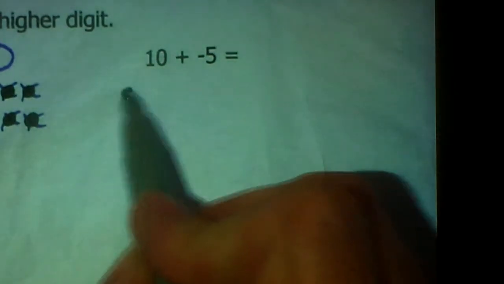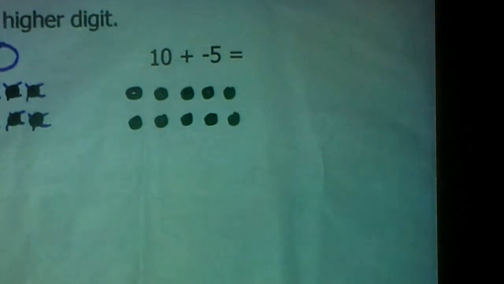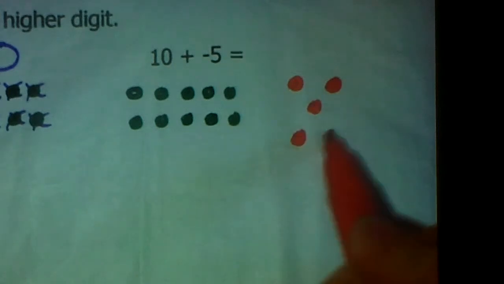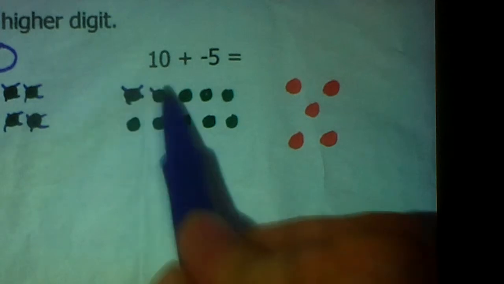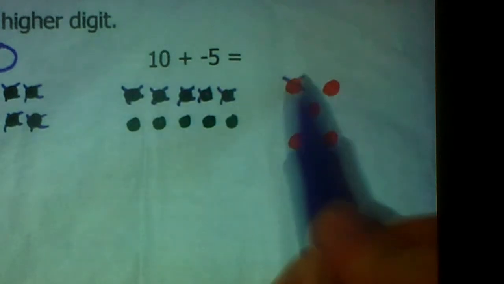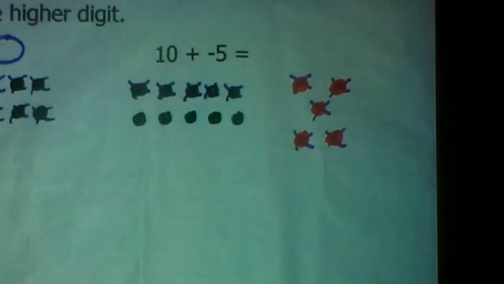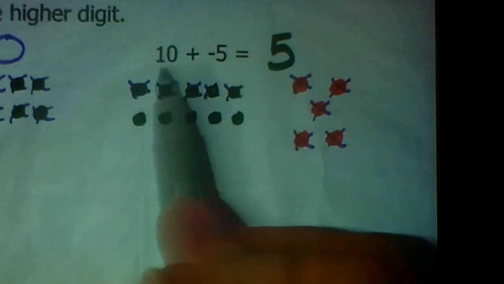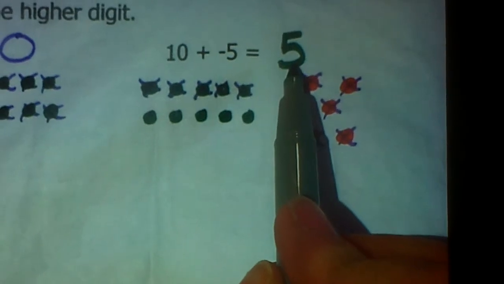All right, last one. Drum roll. This is it. Woo! This is it. Our last problem of the summer. Positive 10. 1, 2, 3, 4, 5, 6, 7, 8, 9, 10. 5 negatives. 1, 2, 3, 4, 5. All right, I'm going to get rid of my 0 pairs. So 5 positives would cancel out these 5 negatives, and I'm literally left with 5 positives. 10 minus 5 is 5, and the bigger digit is 10, which is positive, and our answer is a +5.